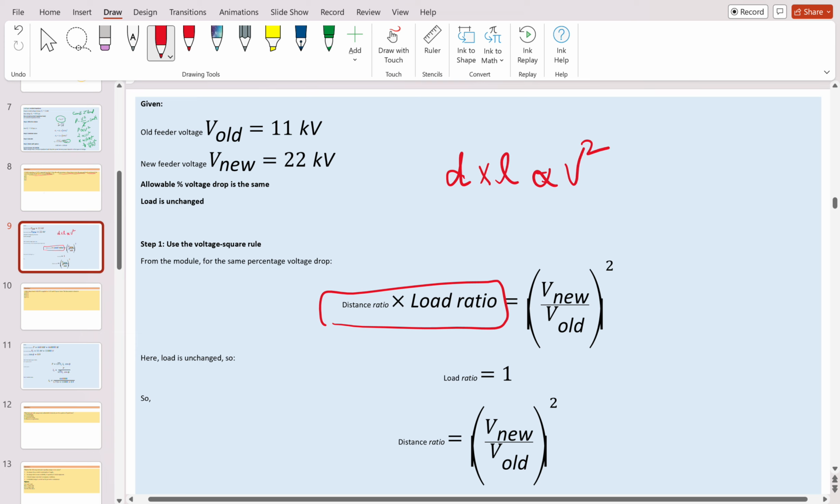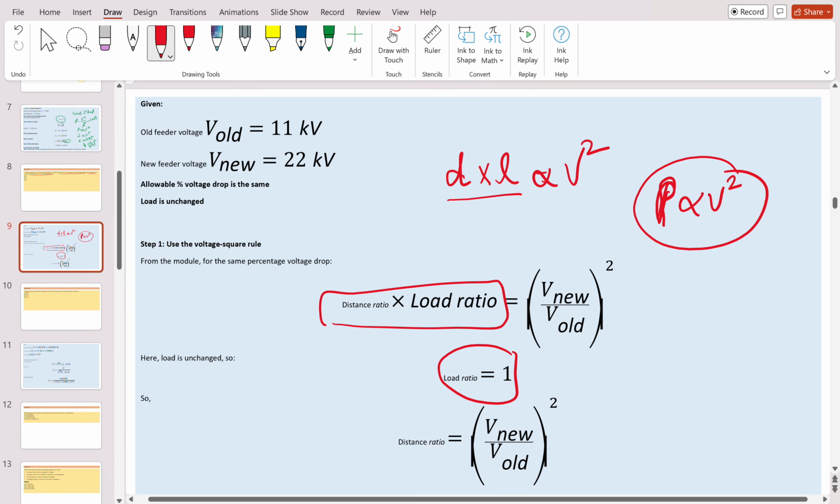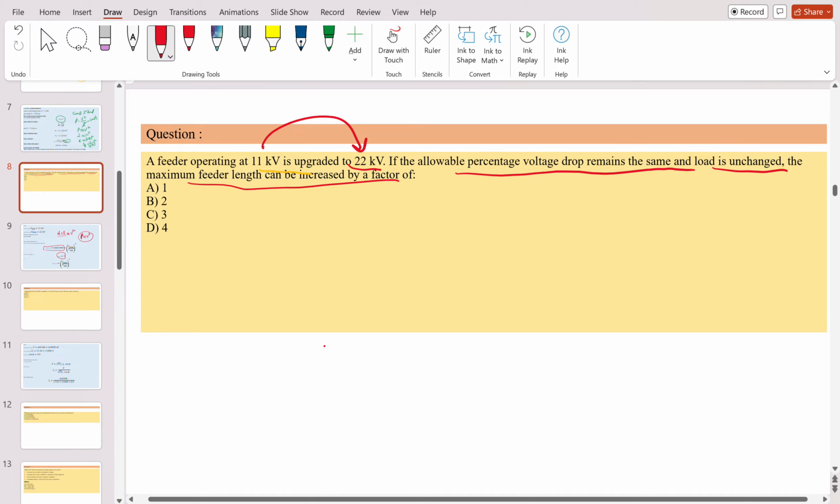The key here is that in the previous problem, power was proportional to V square. But here the power is proportional to the load and how much distance it has to travel. So this ratio is considered, but the load ratio is given as 1, so the distance ratio is proportional to basically V square. The voltage became 2 times, so it will become 4 times.